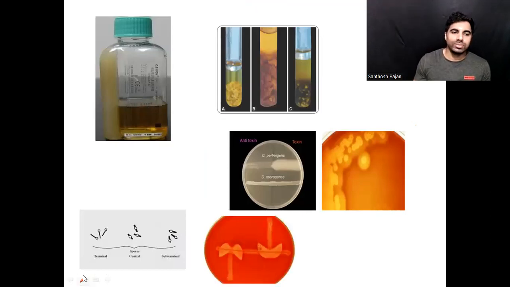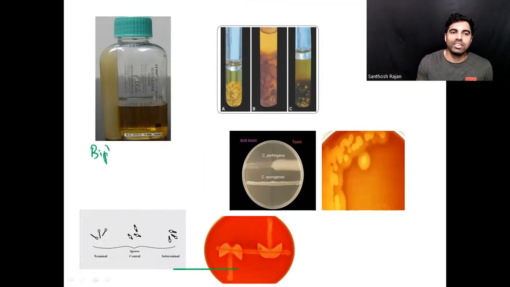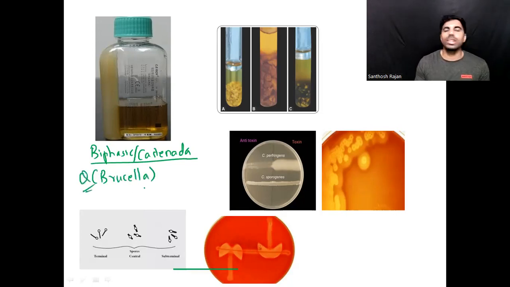What is this media? Remember, this is the biphasic media. Biphasic means Castaneda. Mainly, what did I say? Who is going to Castaneda? The rich actor Bruce Lee. First of all, Bruce Lee is bisexual. Bruce is bi. B for B, biphasic. His favorite place in India is Castaneda. So Castaneda was the clue I gave. There are so many clues in my lecture, but for revision, this is enough. So this was Brucella.